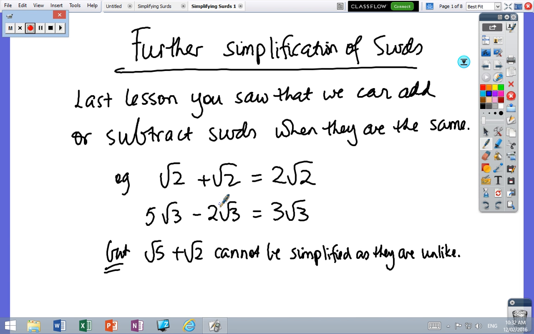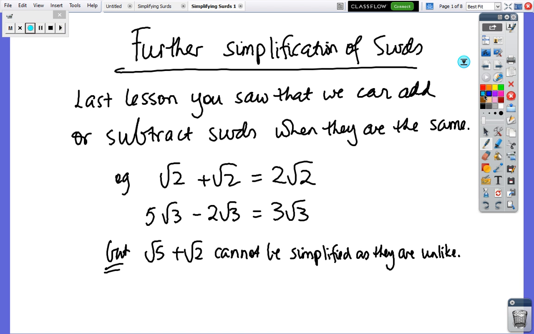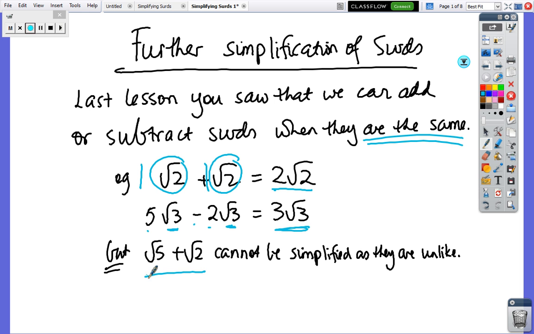So we saw in the last lesson that we can simplify, add or subtract surds, but only when they are the same. So square root of 2 plus the square root of 2 is the same, so 1 plus 1 is 2. Square root of 3, square root of 3 is the same, so 5 times 2 is 3. But when we had square root of 5 plus square root of 2, they're not the same, so we can't simplify. So if you need to copy any of that down, that's fine, but otherwise come to the next slide.